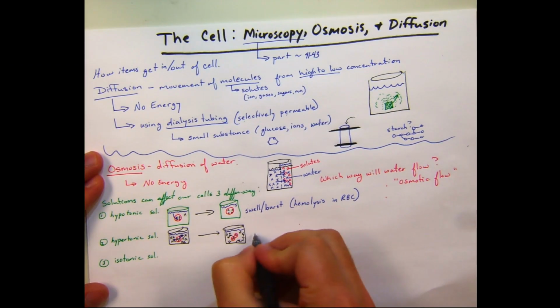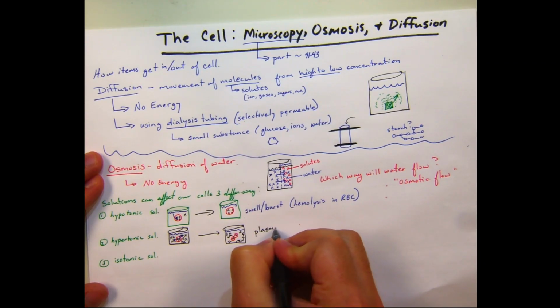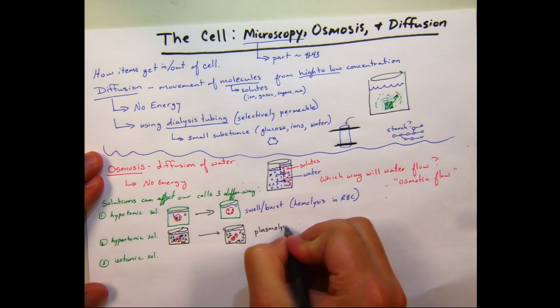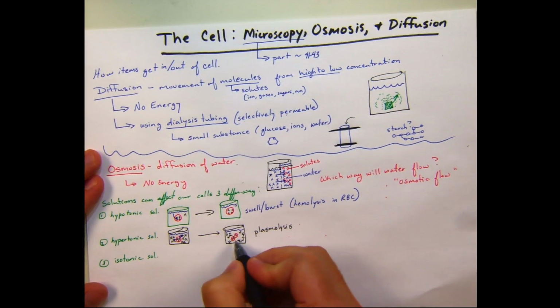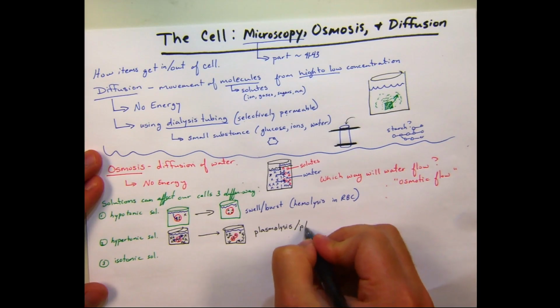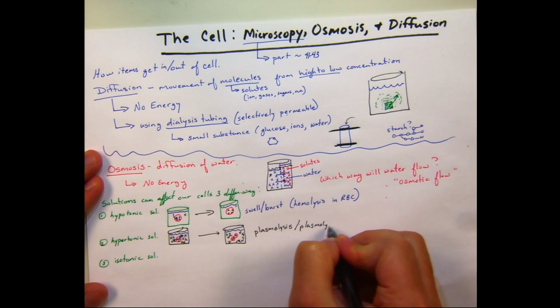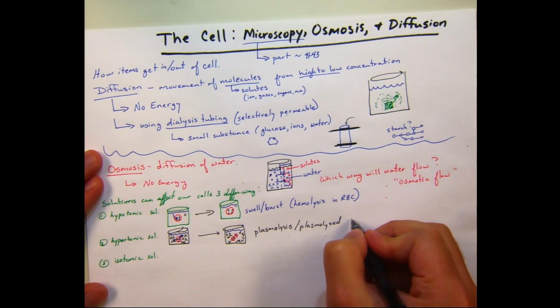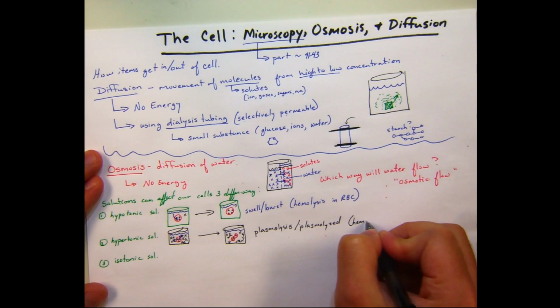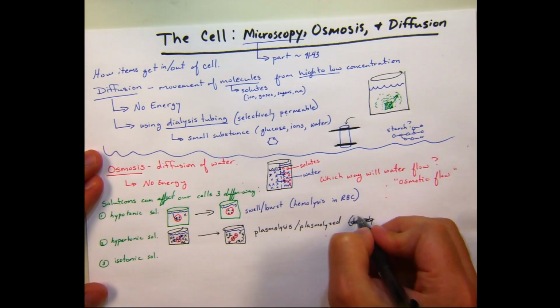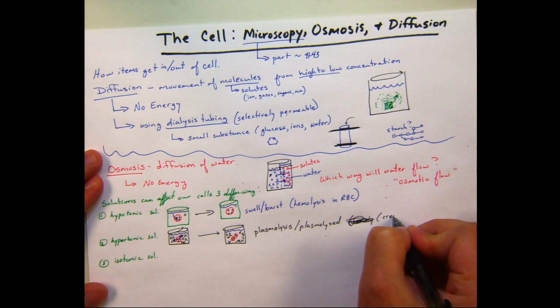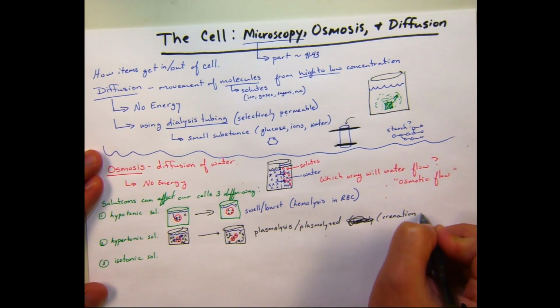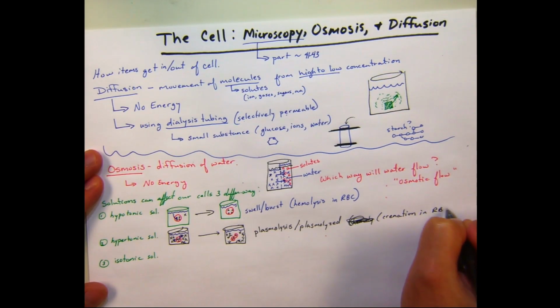This is called shrivels up. I'm supposed to say shrivels, but it's plasmolysis. All right, this cell is plasmolyzed. Inside of our red blood cells, it's called hemolysis. Nope, sorry. Look, it's right up there. It's called crenation in red blood cells.